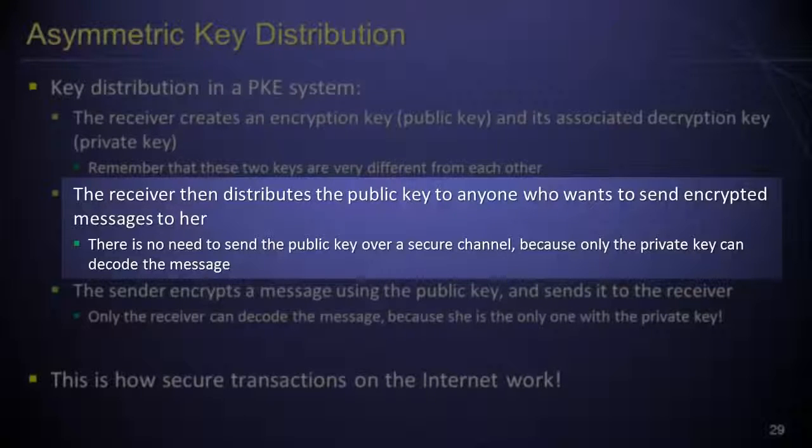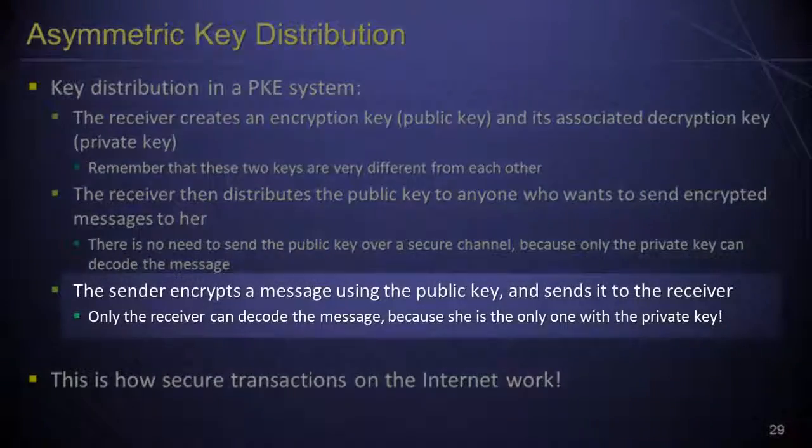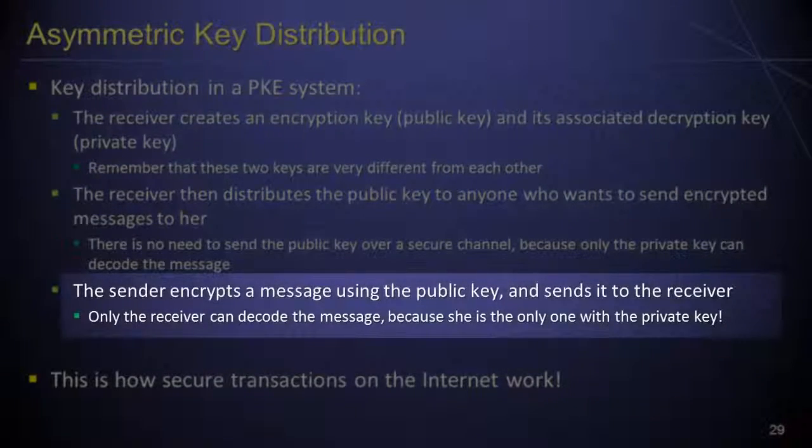Note that there is no need for her to transmit her public key over a secure channel, because only her private key can decode a message that has been encrypted with her public key. The sender will then encrypt a message using the receiver's public key and will then transmit the encrypted message to the receiver. The secrecy of the message is ensured because only the receiver's private key can decrypt the message, and the receiver is the only person who has her private key.